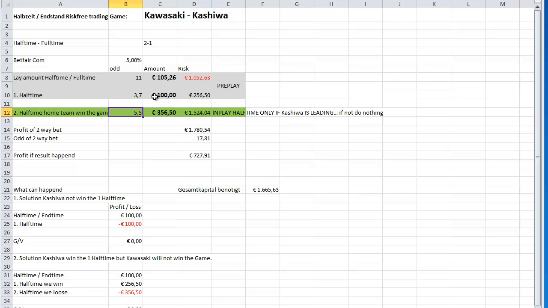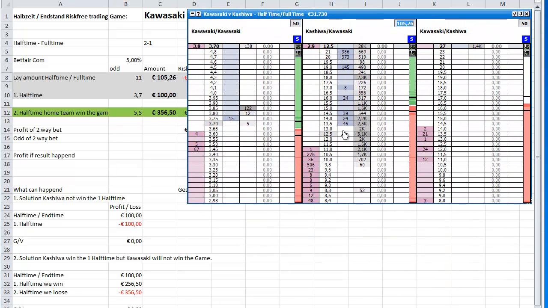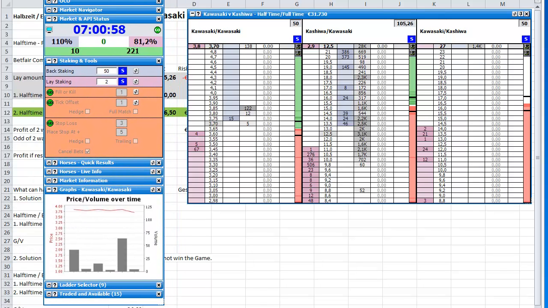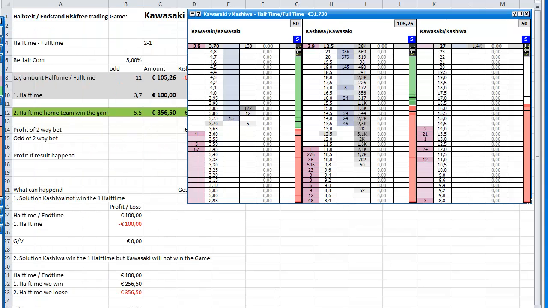I told you at first that we have to lay the market at halftime full time. So if we lay the market with 105.26 euros, you can see the what-if situation. You can see all other possibilities. I have entered here in the settings that you have excluding commission, so you see how much is your net profit if you lay here with 105.26.